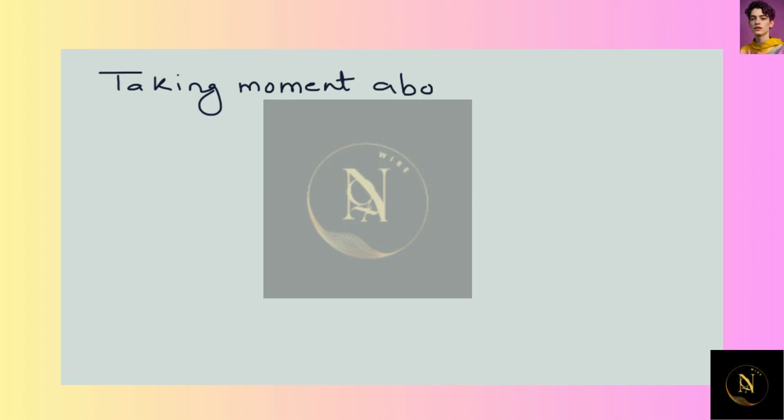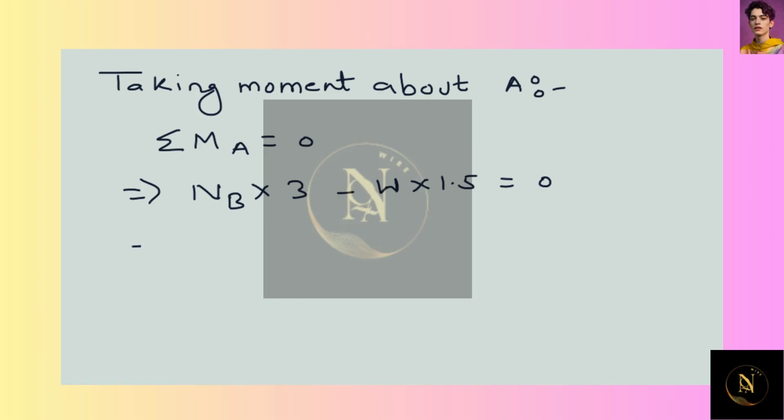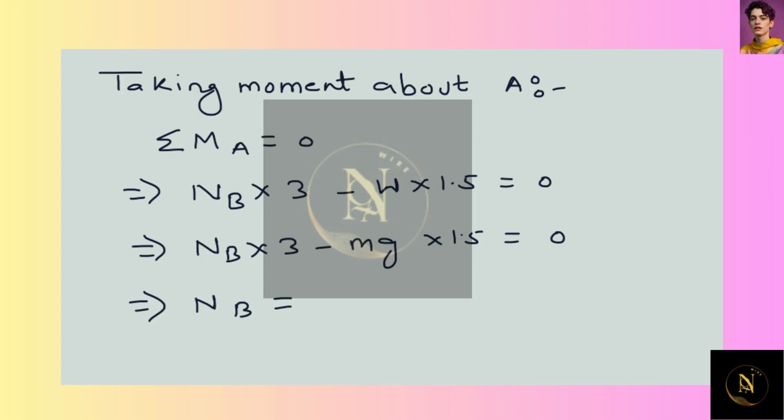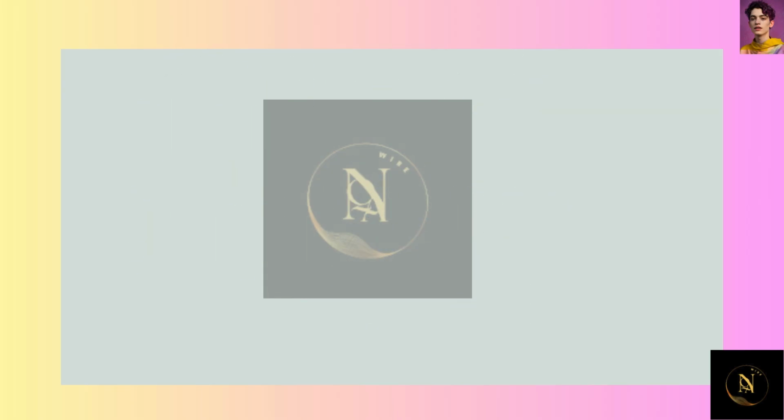Now we will take moment about point A. NB into 3 minus W into 1.5 is equal to 0. So NB into 3 minus mg into 1.5 is equal to 0. Going further, NB is equal to 200 into 9.81 into 1.5 by 3. So NB is equal to 981 Newton.